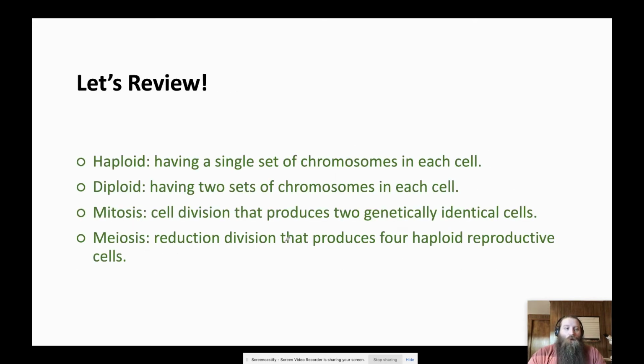So a couple things we just want to make sure that we go over one more time as we talk about this. Remember that haploid means you have one single set of chromosomes in each of your cells. Ploidy is the number of chromosomes. Diploid would be two sets of chromosomes. Remember that mitosis produces daughter cells, which are clones of the parent, and meiosis is the division process that produces four haploid gametes, right?